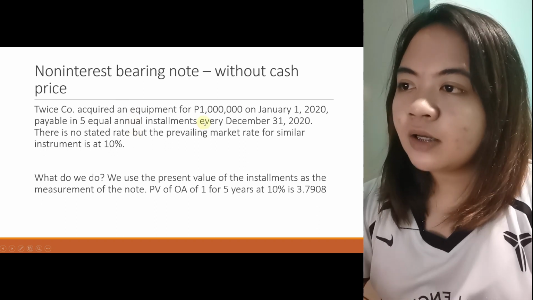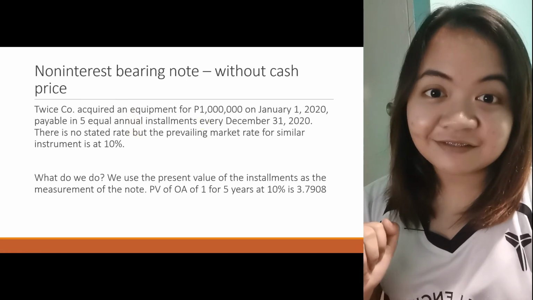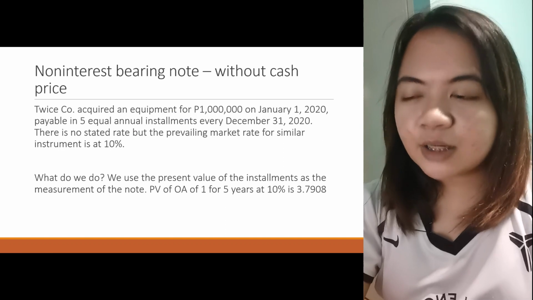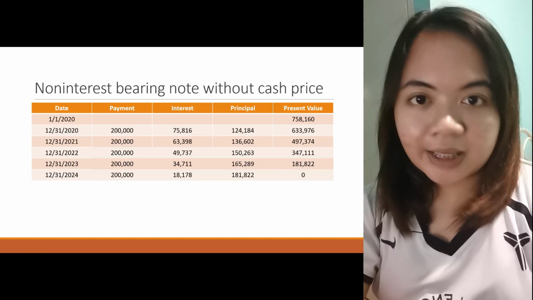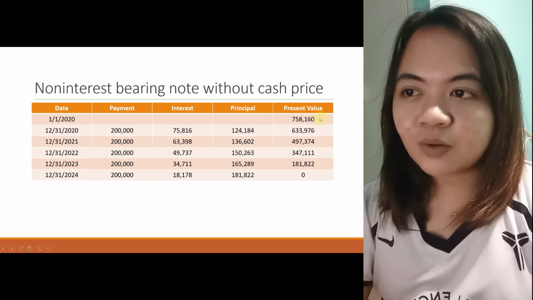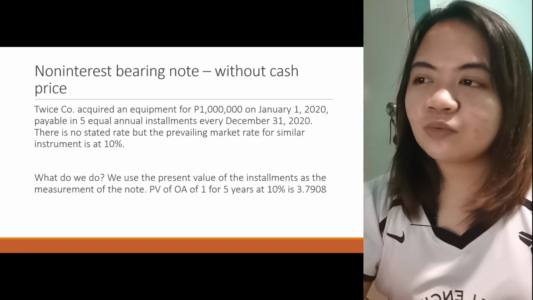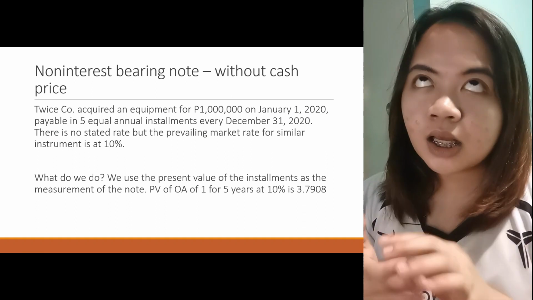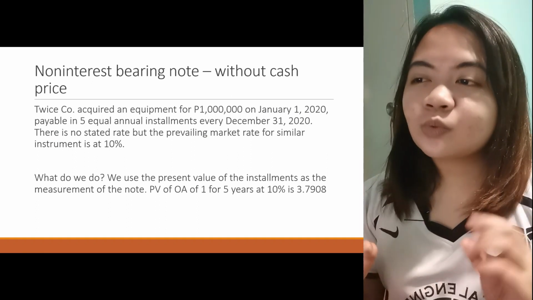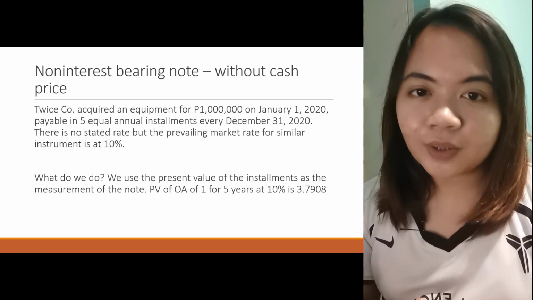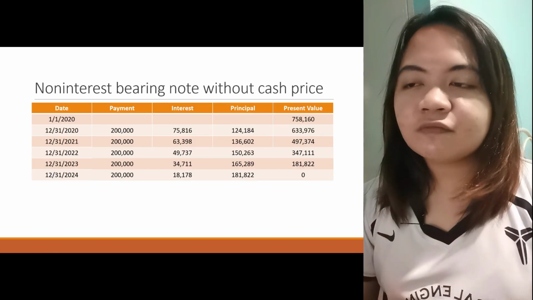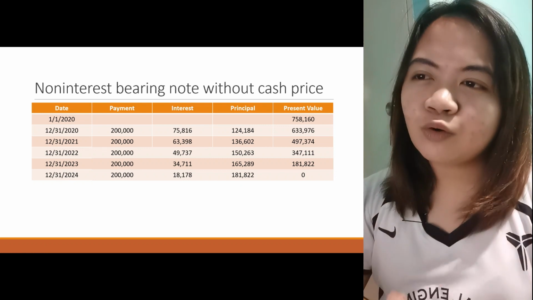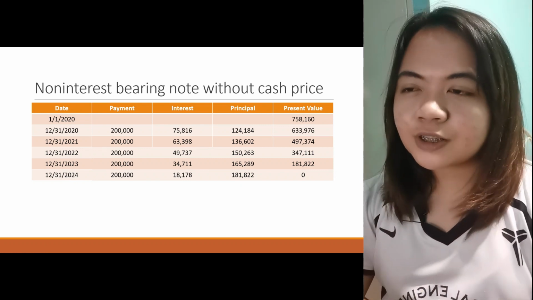Okay, anyway. So, 1 million divided by 5, okay, then multiply the annual installment by 3.7908, you'll get 758,160 present value. Again, paano siya nakuha? The 1 million, okay, divided by 5, so that's your equal annual installment, so that's 10 divided by 5 is 2. Okay, so 200,000 times 3.7908, correct me if I'm wrong. Okay, you'll get 758,160 present value. Ma'am, yun na yun, yes. Okay, because that's the present value of the future cash outflows in payment for the note payable.